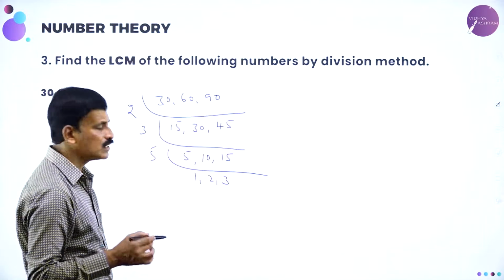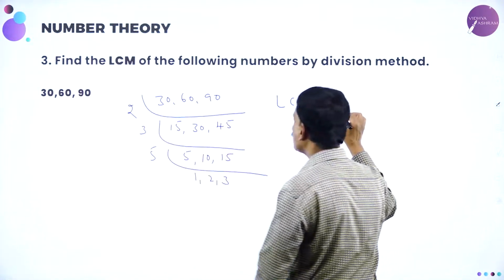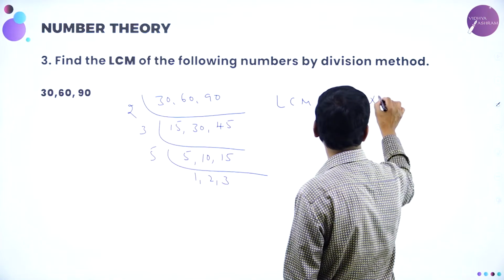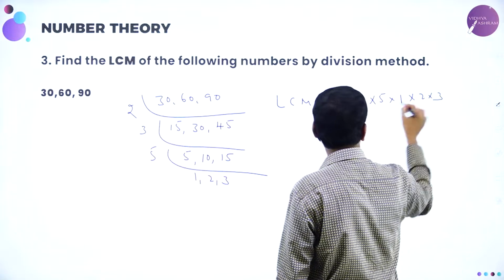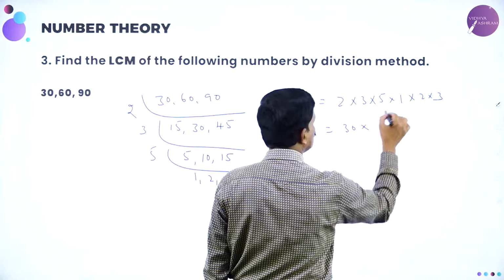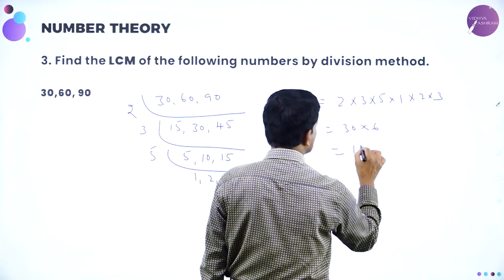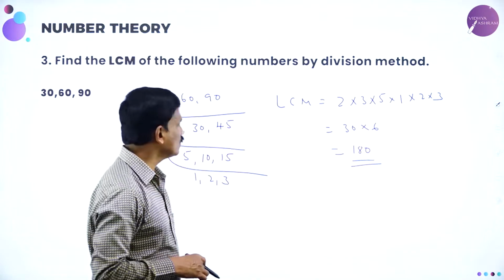5 1s are, 5 2s are, 5 3s are, and we cannot divide further. So therefore the LCM of the given numbers is 2 into 3 into 5 into 1 into 2 into 3. So this is 5 3s are 15, 2s are 30, 30 into 3 2s are 6, 6 3s are 18. 180 is the required answer. That's it. So the LCM of the given numbers is 180.